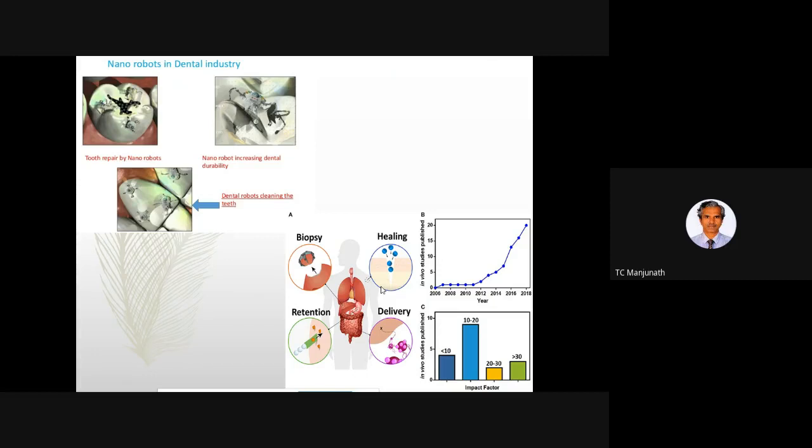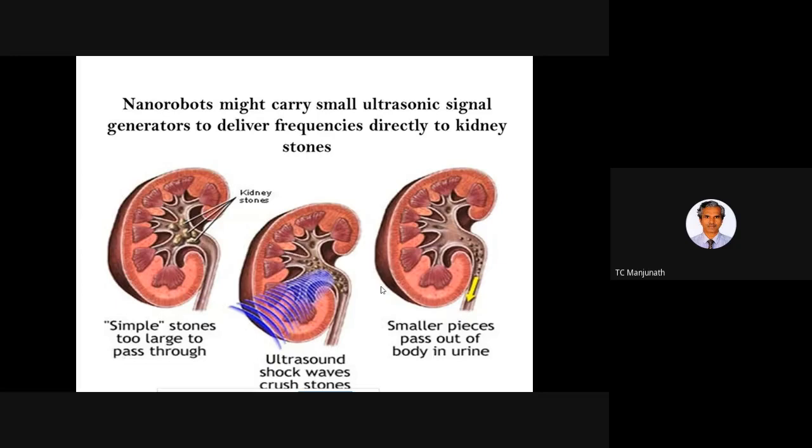Nanorobots might carry small ultrasonic signal generators to deliver frequencies directly to kidney stones to kill them. Kidney stones are very dangerous, and as a result, many problems come into the picture in nephrology, and urine will not be passed, so you have to go for different types of therapy. Here you can identify where the kidney stone is, and these nanobots can be inserted, just swallowed into the body. They go up to the kidney, kill that particular kidney stone, and it goes out in the urine. In fact, the nanobot also comes out in the urine. So that is one main advantage of this nanotechnology.